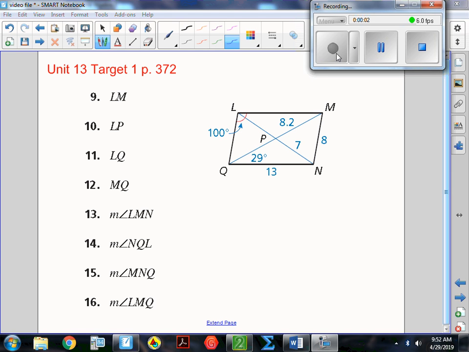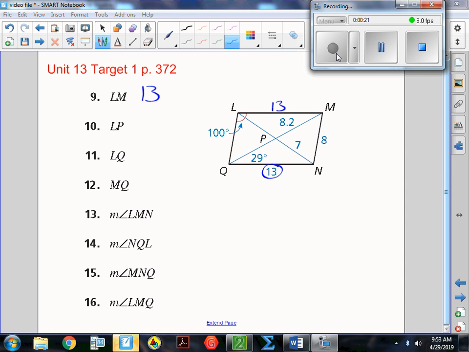Okay, this is numbers 9 through 16 on page 372. We're going to do all of these. Start with number 9. 9 says LM, so that's the length of segment LM. That's going to be 13 because it's across from QN, which is 13. Opposite sides of a parallelogram are congruent.